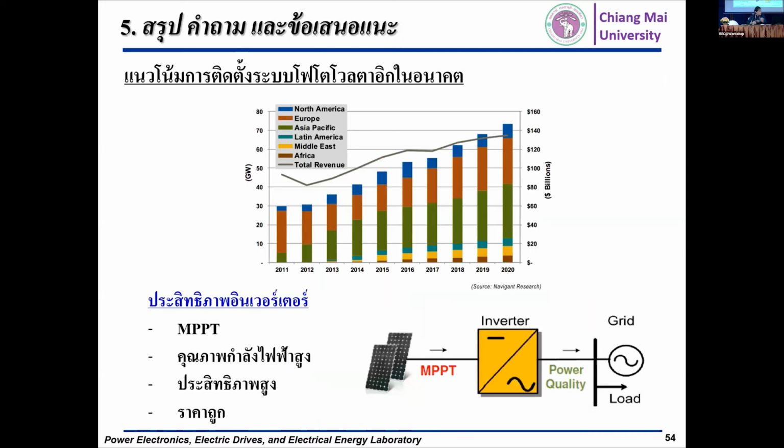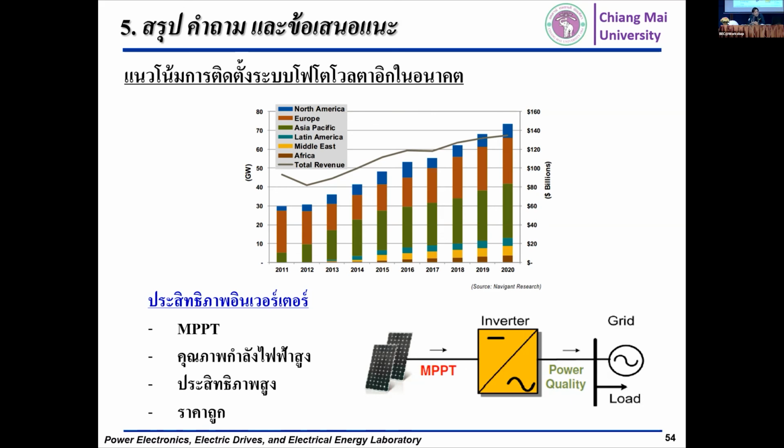So I want to conclude my statement. When we want to apply the PV application, I think it should focus on four points. The first point is the MPPT algorithm of the PV inverter. And the second point is the high quality waveform at the AC side into the grid application.